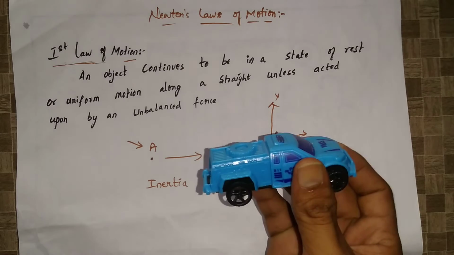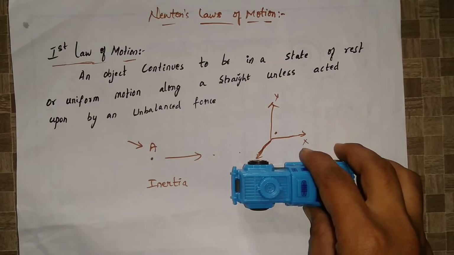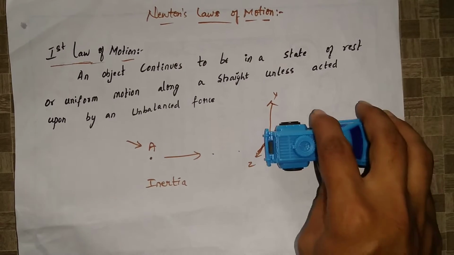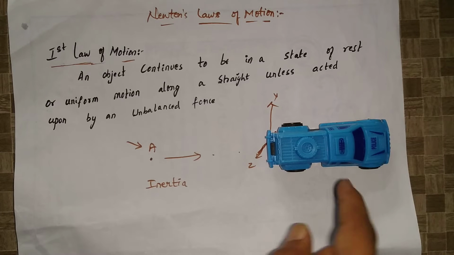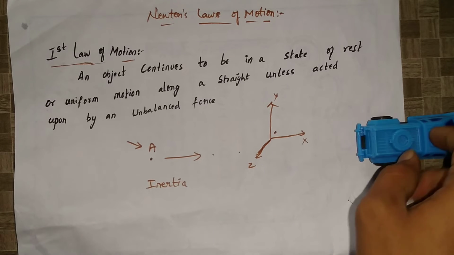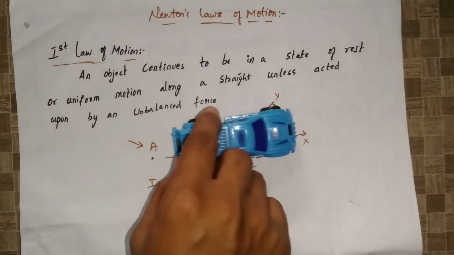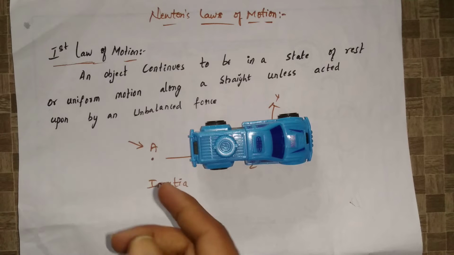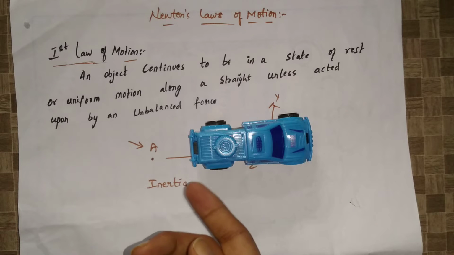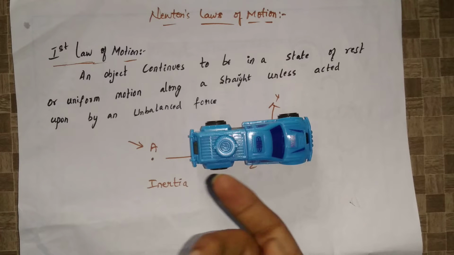For example, if this is a car, if this is placed along the x-axis, it is in inertia of rest. If I move this, it goes in any direction. This is due to inertia of direction, because I acted on the car with an unbalanced force.